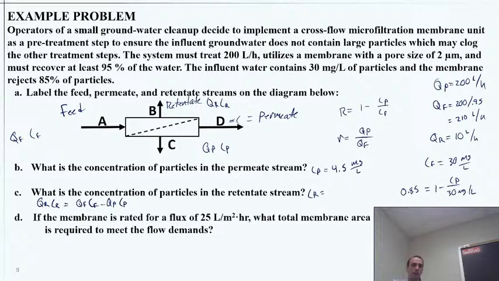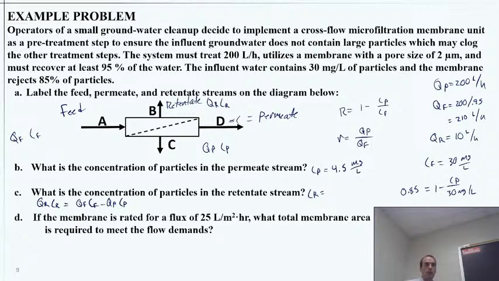We know that the concentration of particles in the feed is 30 milligrams per liter. And using that and the portion that's rejected, which is 85%, we can use this equation: 0.85 equals 1 minus Cp over 30. That's Cp over the Cf. We should be able to get a Cp value of 4.5 milligrams per liter. And just thinking about it, this should be reduced compared to what's in the feed. That is true. So that's a good sign.